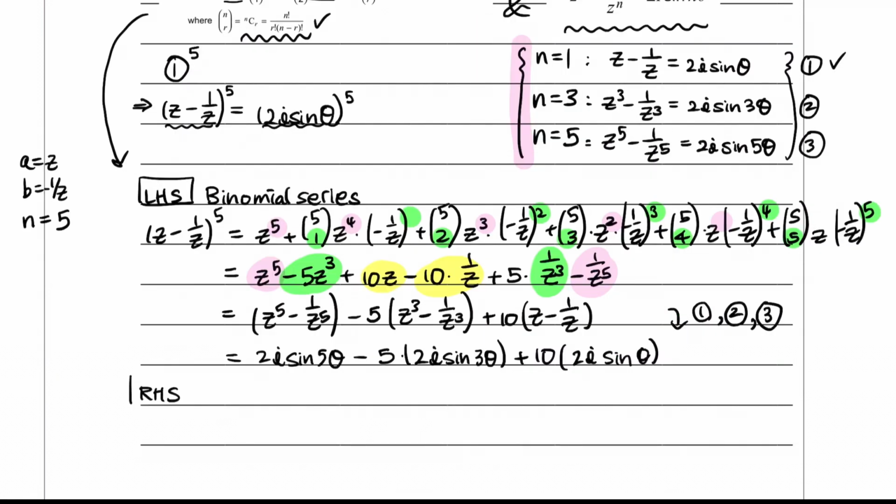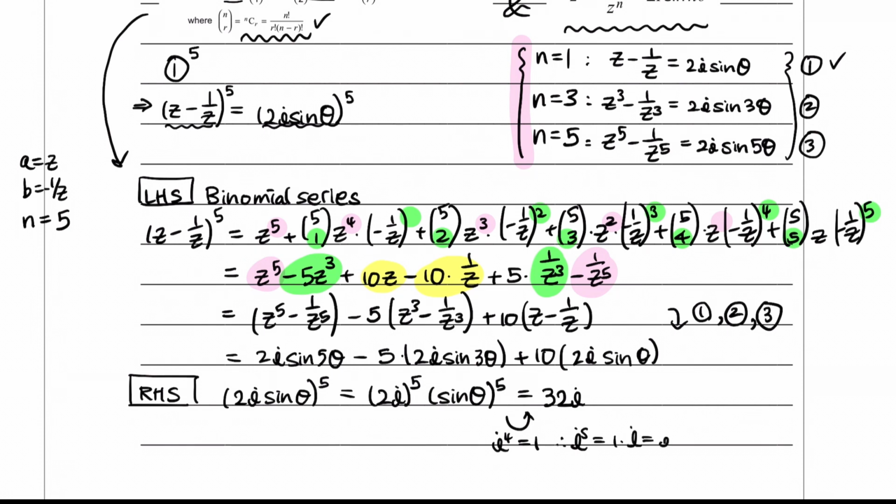So now our right-hand side. Don't forget you are only doing the left-hand side so far. The right-hand side was (2i sine theta) to the power of 5. So that's equal to 2i to the power of 5 times sine to the power of 5 theta. So 2 to the power of 5 is 32. i to the power of 5 is just i, because i to the power of 4 is 1, and therefore i to the 5 is 1 times i, it's i, okay? And then sine to the power of 5 theta.